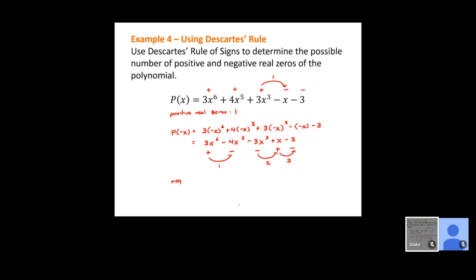So in terms of negative real zeros, I could have 3 negative real zeros. But remember, we said it could be less than that by an even whole number, meaning I need to subtract 2 and say I could also have just 1 negative real zero. So it's possible I have 3, it's also possible I have 1. We just keep subtracting 2 until we can't anymore, because if I subtract 2 again, I'm in the negatives, and we can't have a negative number of zeros. So in this case, it's either 3 or 1 negative zeros, and only 1 positive real zero.